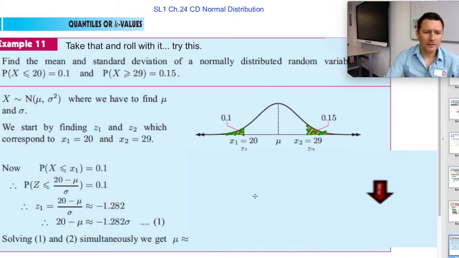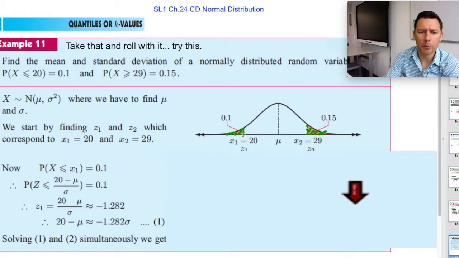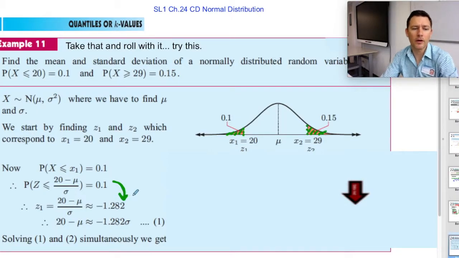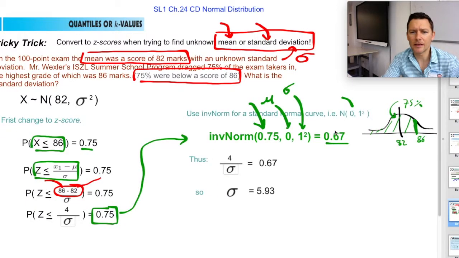We can say that I know that below this threshold it's 10%, so let's find the z-score. Well, the z-score is based on the mean and standard deviation, and so you can set this, they went from here to here, you can set this into a z-score by saying, I want this same idea.